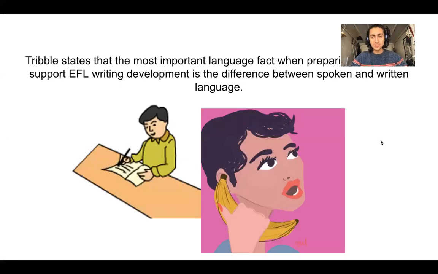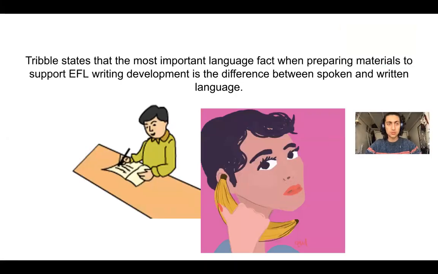So the writer actually is not Harwood, but Tribble. I think it's Christopher Tribble. Yes, Christopher Tribble. On page 157 in your books, you will find that chapter. Tribble starts the chapter by stating that the most important language fact when preparing materials to support EFL writing development is the difference between spoken and written language. So he starts us off by thinking about the real differences between spoken and written language. And there are real differences.